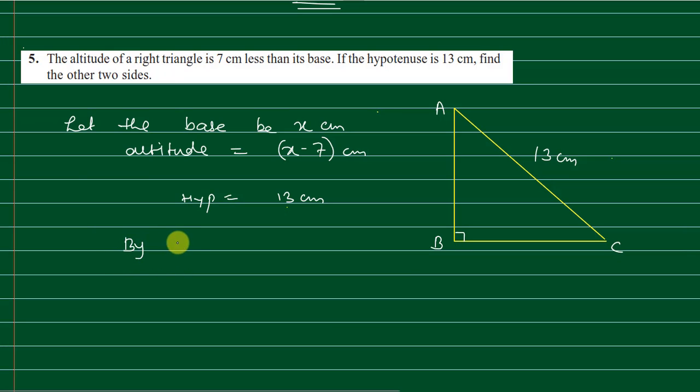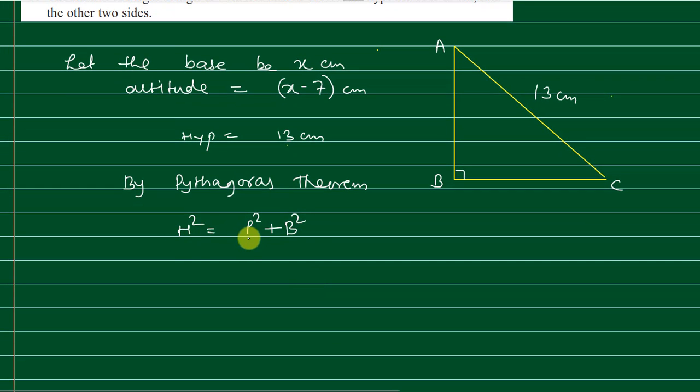So by Pythagoras theorem, we can write hypotenuse square is equal to perpendicular square plus base square. Now we can put these values. Perpendicular, that is altitude, is x minus 7. So x minus 7 the whole square, plus base was x square, which is equal to 13 square.